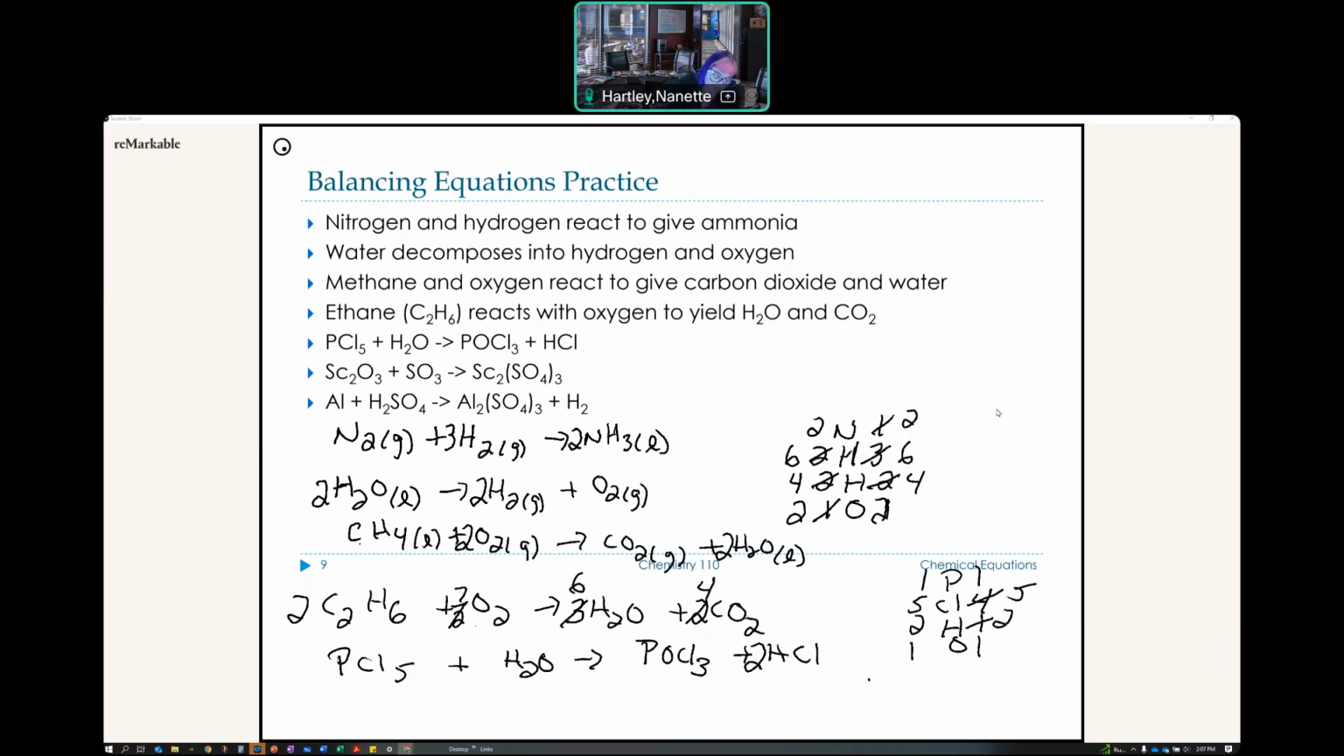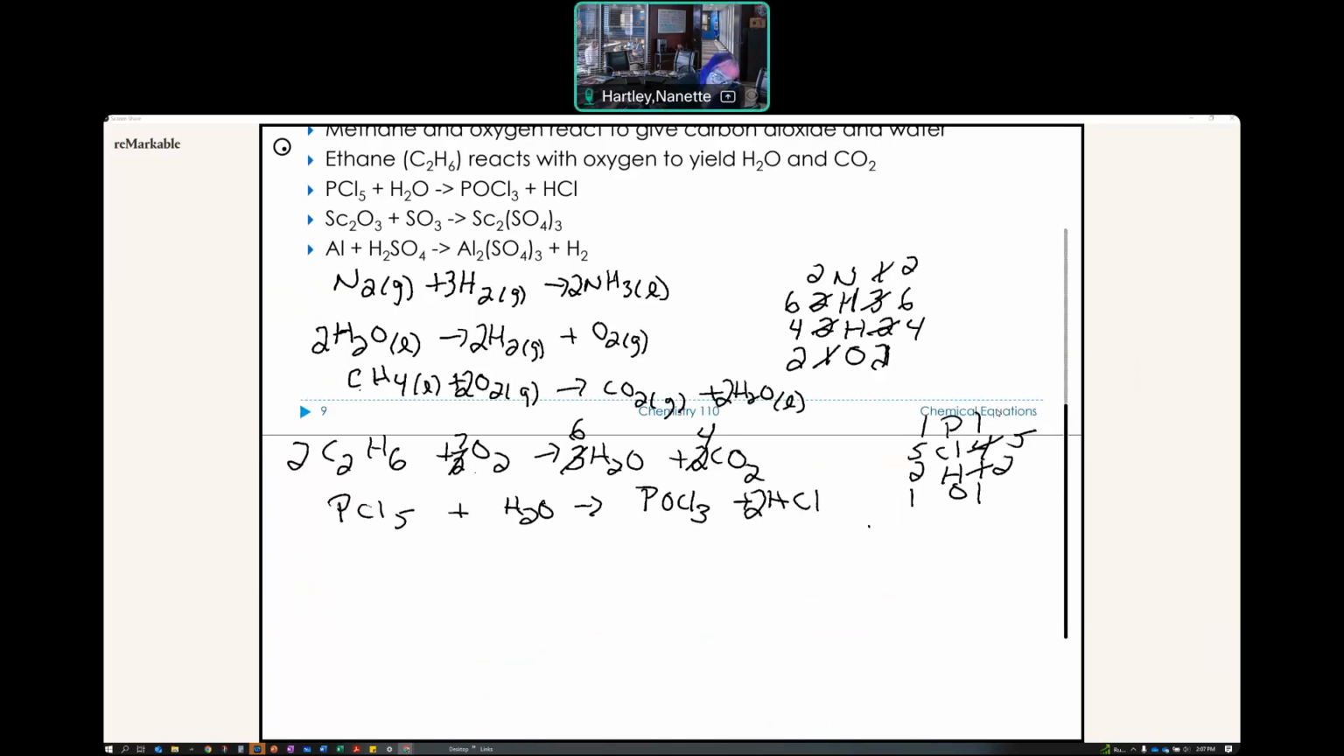All right. Scooching up a little bit. Sc2O3 plus SO3 goes to Sc2(SO4)3. Those are my components that are in it.